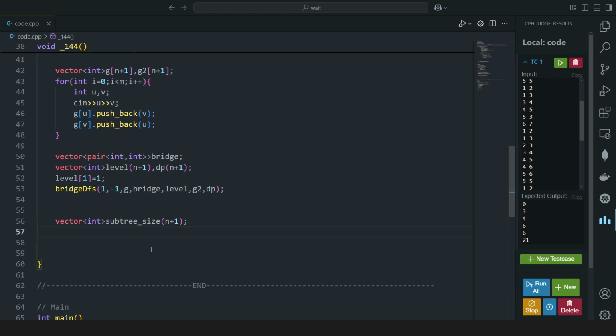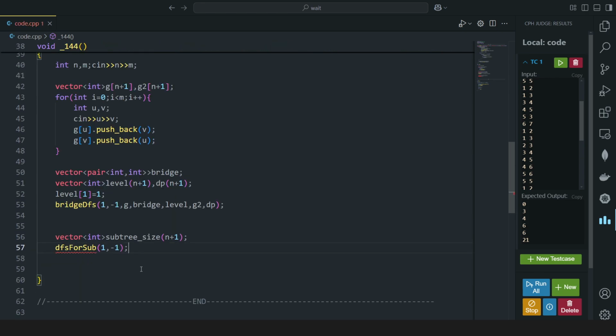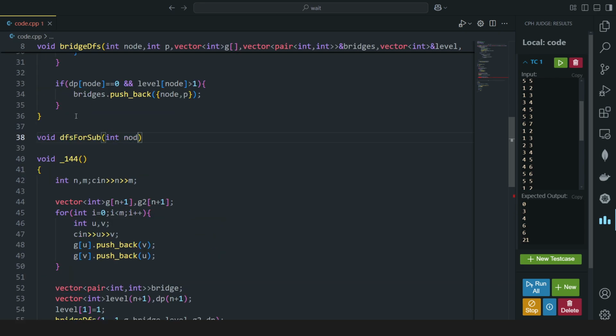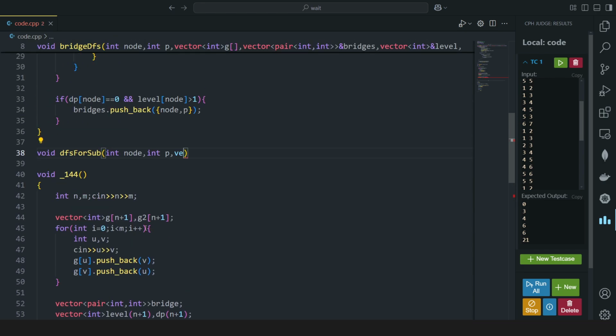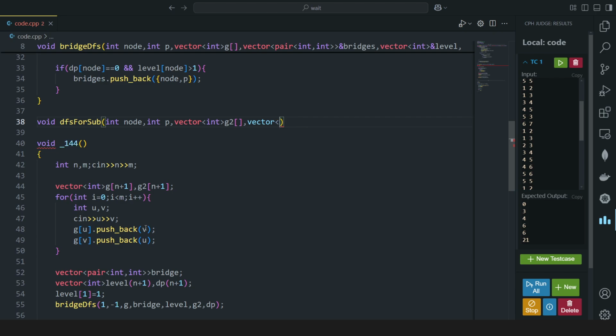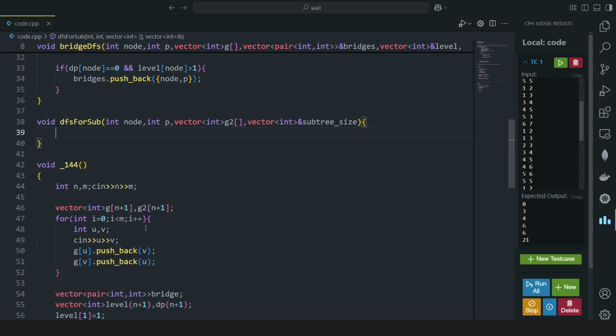What I will do is I will simply write a DFS for sub, let's say I'll start it from 1 only and having a parent -1, and in this I will pass the modified graph, that is g2, the subtree size array, which will hold the final value for the subtree size for every element, right? Int node, int p, and the third parameter was g2, so then the subtree size, right? So vector int subtree size and pass it by reference. So we saw how in the CSCS problem we have solved this, so I will do it very quickly.